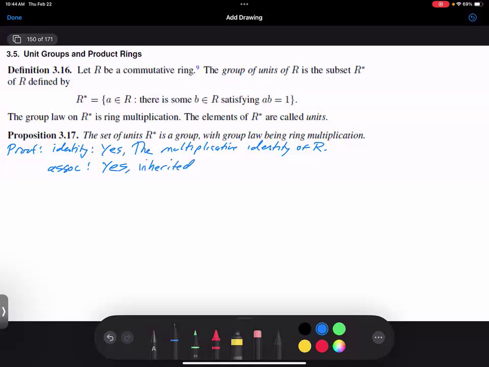Okay. The next ones are closure and inverses. Okay, let's do inverses. If A is in R star, is A inverse in R star?